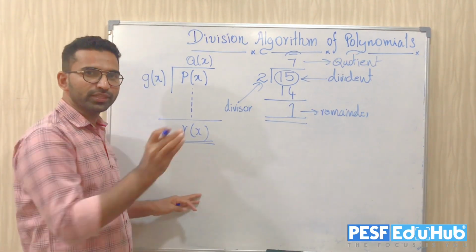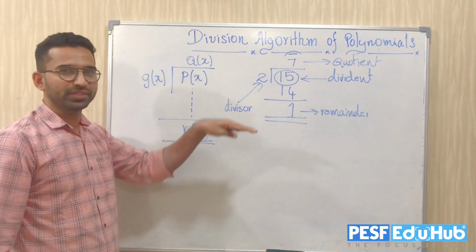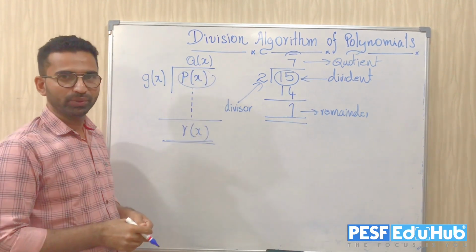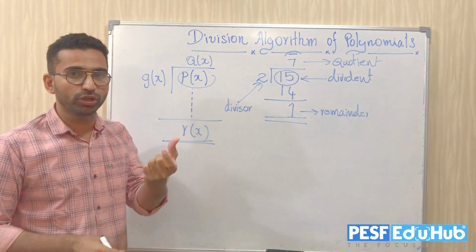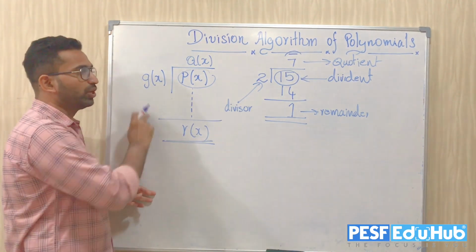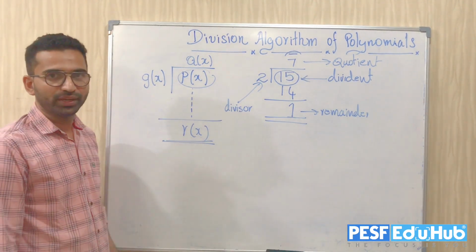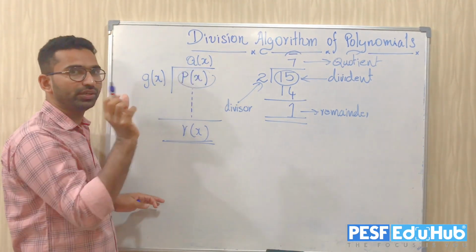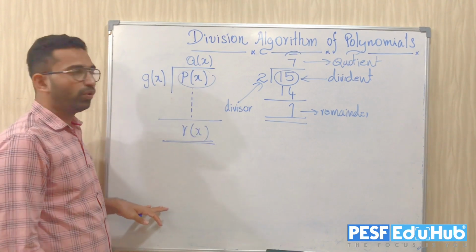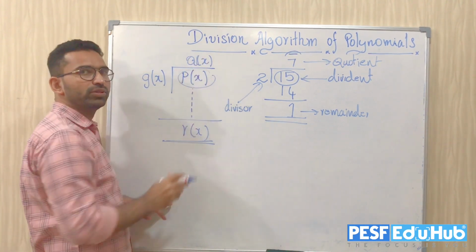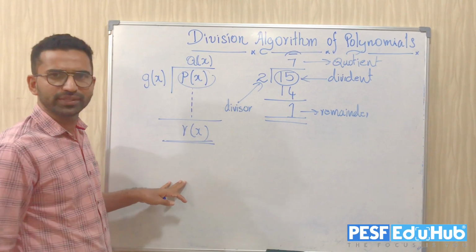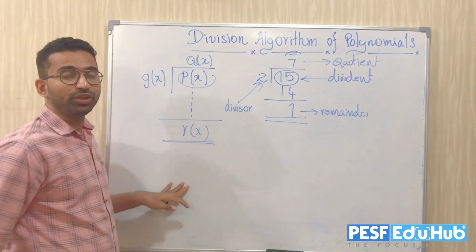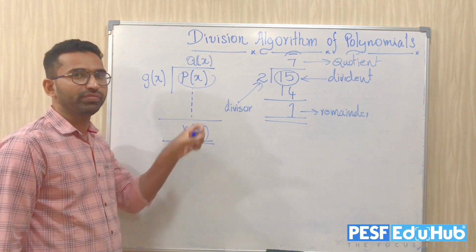So in the case of polynomials also, you will get all these things. Your P of X is your dividend polynomial. The polynomial with which you are going to divide is called G of X, that is your divisor polynomial, and the answer we are going to get, we call it the quotient Q of X. Why we are mentioning all these X, because this will be an expression containing X. That's the only reason. And finally the remainder, we call it remainder R of X.